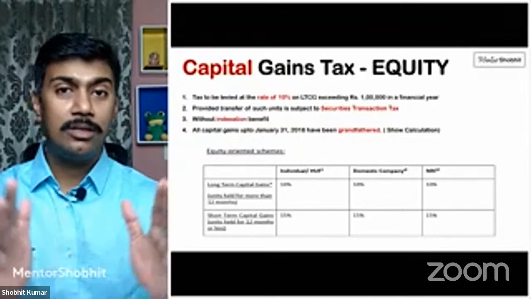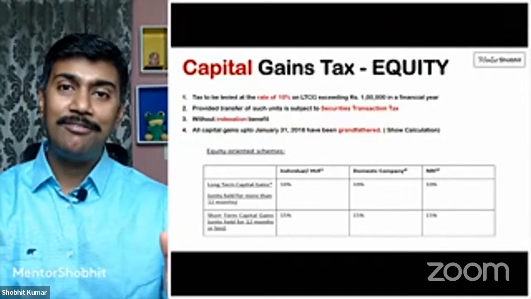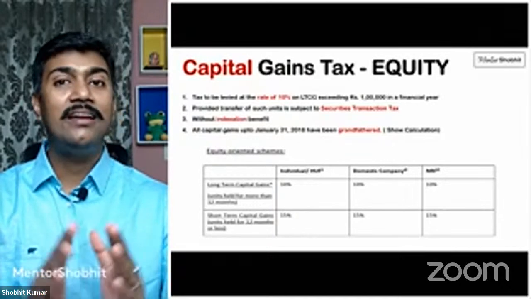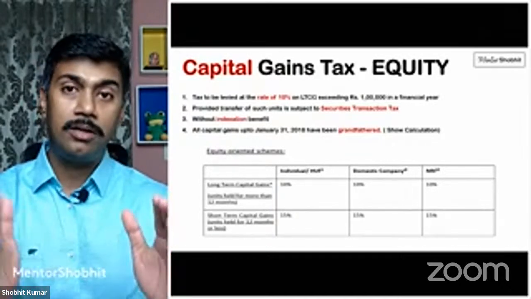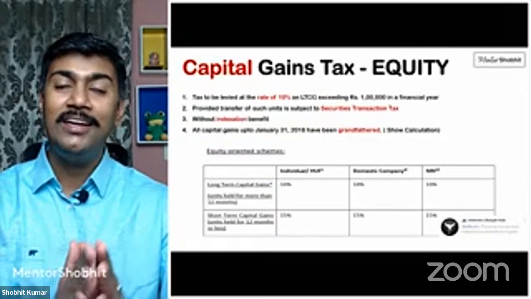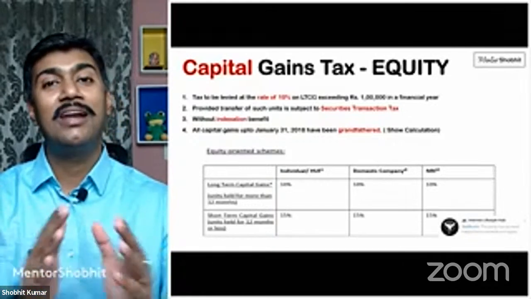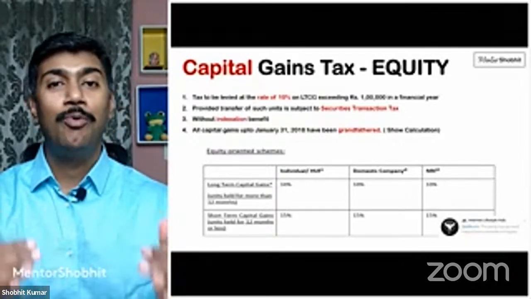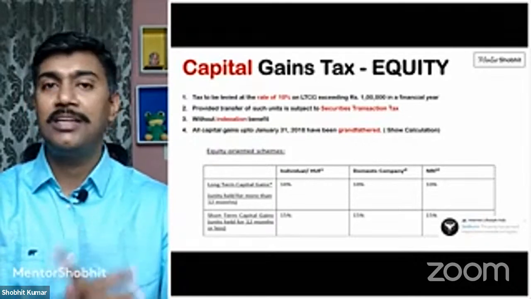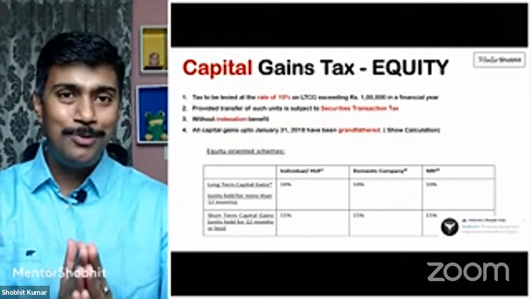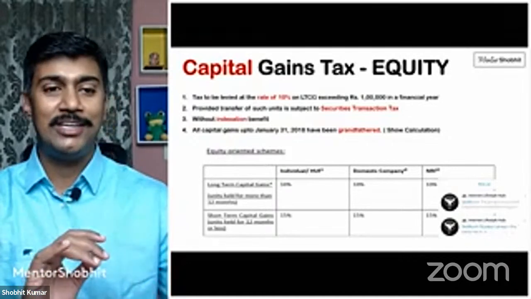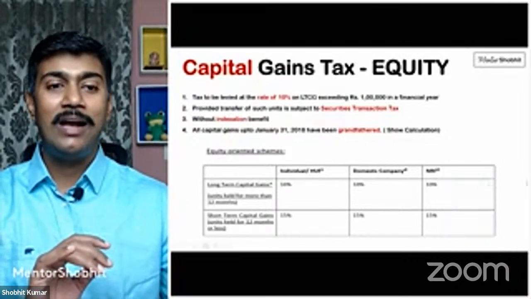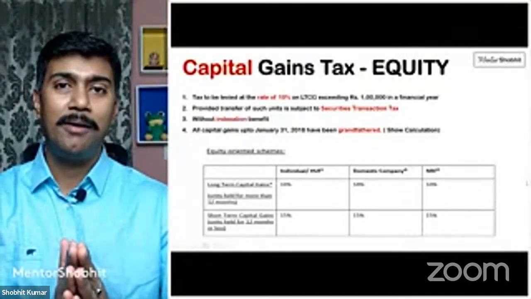So in case the customer is investing after 2018, or in the financial year 2019-20, then the customer has to pay tax over and above 1 lakh on whatever profit he's making. So I hope you guys are clear on the equity taxation. In case you guys are clear, just type clear in the comment box. I would love to see how you guys are able to assimilate this.